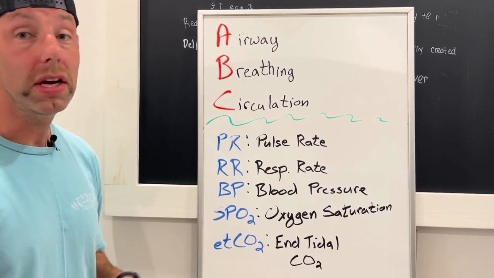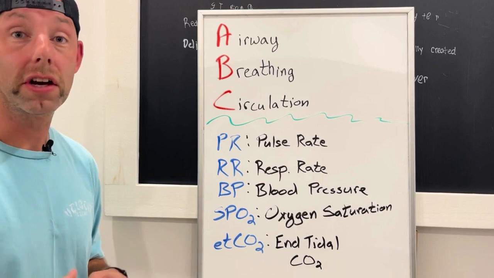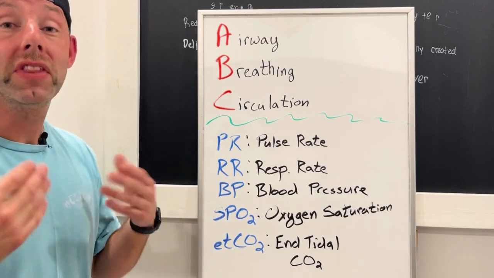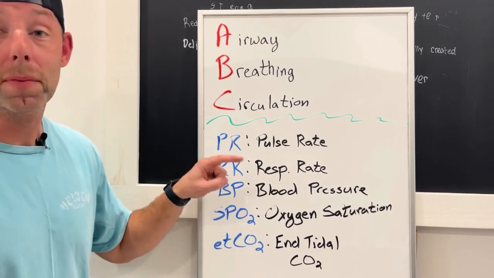Next, BP, pretty simple, blood pressure. This is systolic over diastolic. Systolic is under pressure when your heart beats and sends blood downrange. And diastolic is when those arteries and veins are at rest. So BP is your blood pressure.